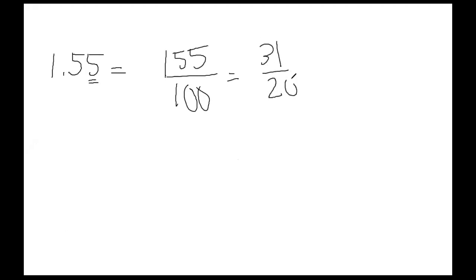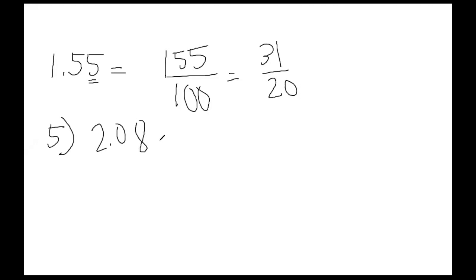31 over 20. Okay, now let's check that. Ang last digit natin is nasa hundredths, so over 100. 155 over 100 is equal to, divide by 5, 31 over 20. Okay? How about number 5?